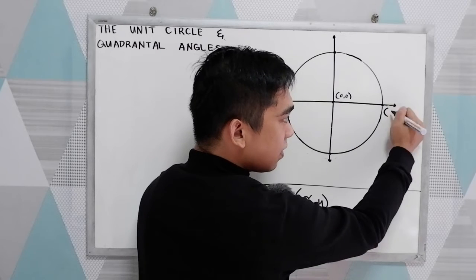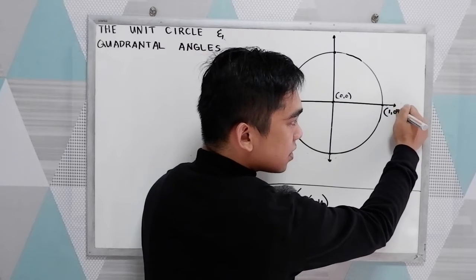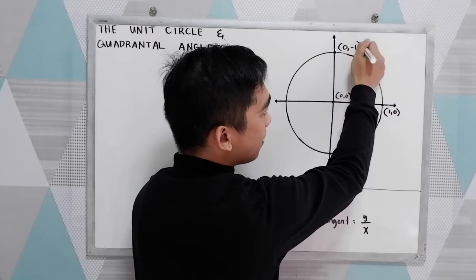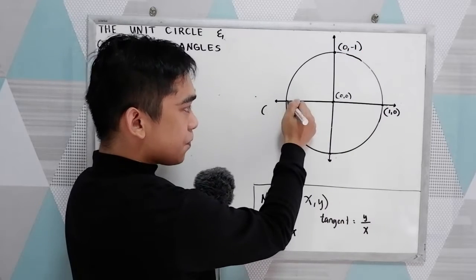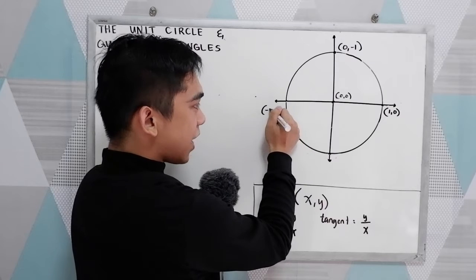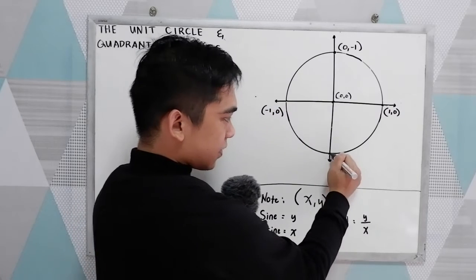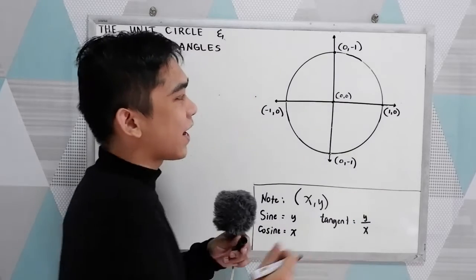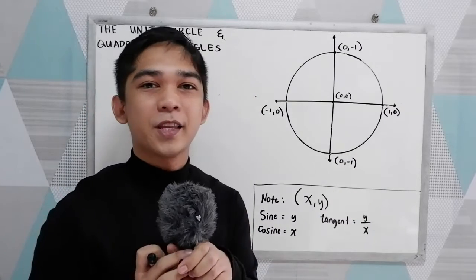So if this is 1, that will give us 1, 0. This one, 0, negative 1. This coordinate, negative 1, 0. And this is 0, negative 1. Okay, that is our unit circle.